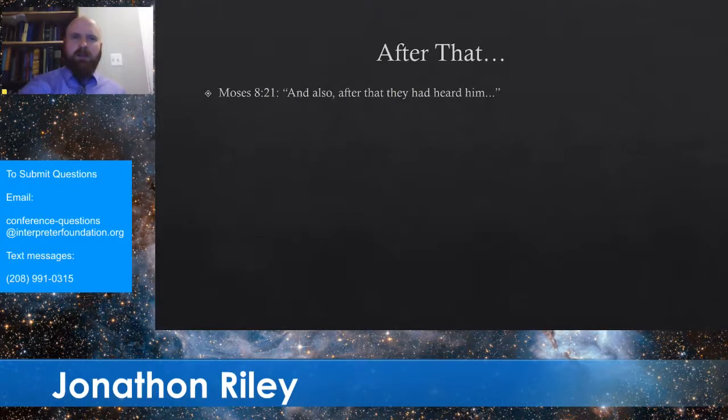An example of Semitic language that some readers may already have noticed in the previous paragraph is the use of the phrase "after that" in Moses 8:12. "And also, after that they had heard him." This is not how one would usually use the phrase in English. Something like, "we went to dinner, and after that we went to the movies," is how we would usually use it. And this way of using it is likely a direct translation from the Hebrew, which sometimes uses the word "that" after prepositions as a way to begin what's called a subordinate clause.